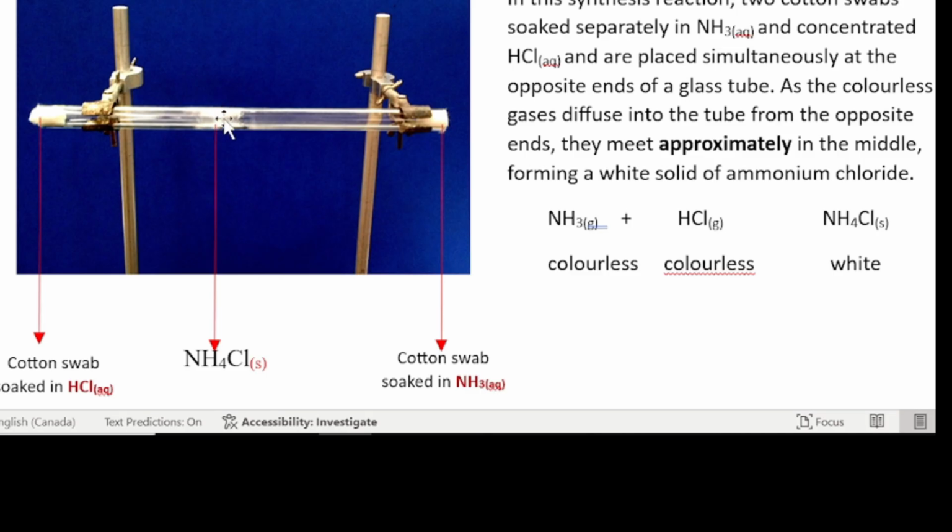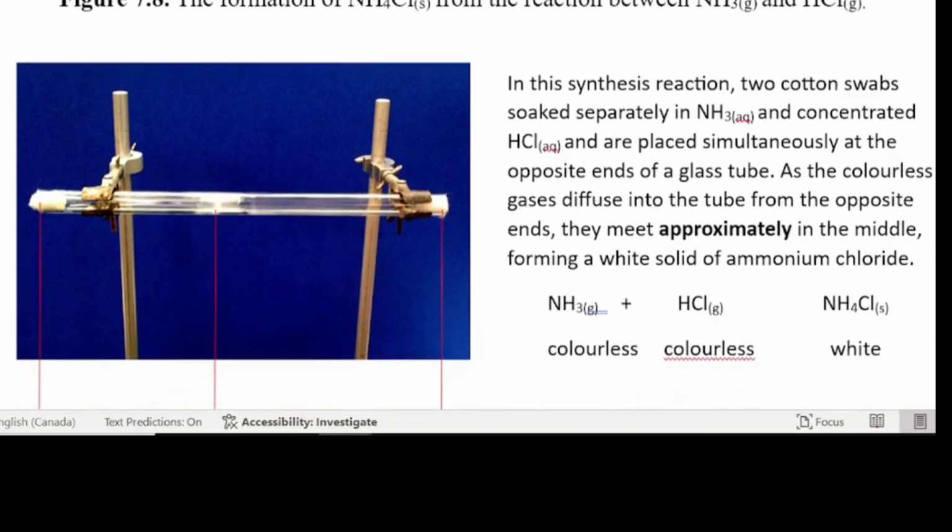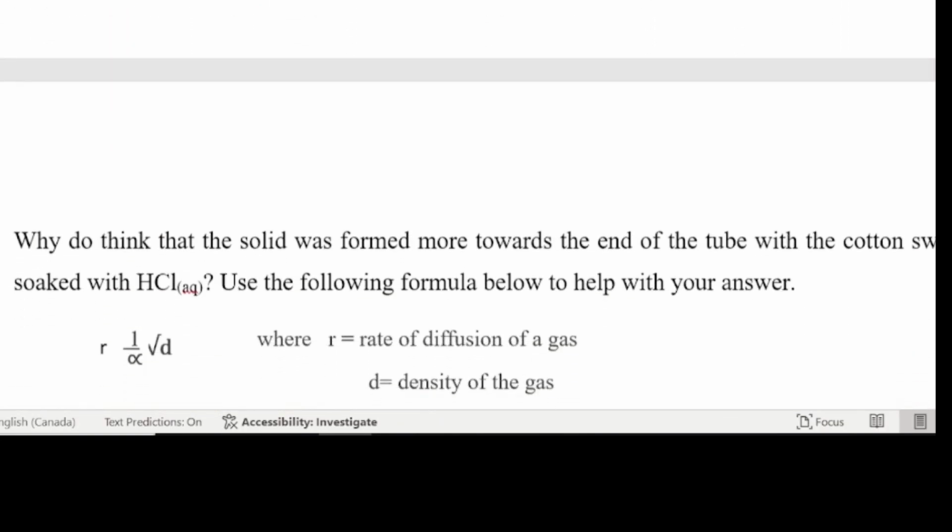And you can see the ammonium chloride formed here is somewhere approximately in the middle there. But it's more towards the left side. It's more towards the hydrogen chloride gas side. Something similar to what happened here. See? The combination is taking place more that side. Okay. Look at this equation here and see if we can answer the question.